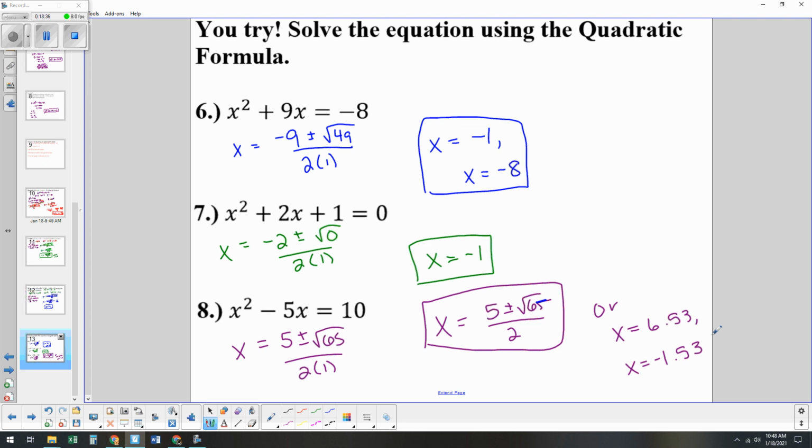All right, so let's check our answers here. For 6, the discriminant was 49, so there were 2 real solutions, negative 1 and negative 8. For number 7, the discriminant was 0. There was only one answer, x equaled negative 1. And for 8, 65 was the discriminant, so we had 2 real solutions, but I couldn't reduce that. So it was 5 plus or minus square root of 65 over 2. And if I turned it into decimals, I would have had about 6.53 and negative 1.53. And that is our lesson on the quadratic formula.